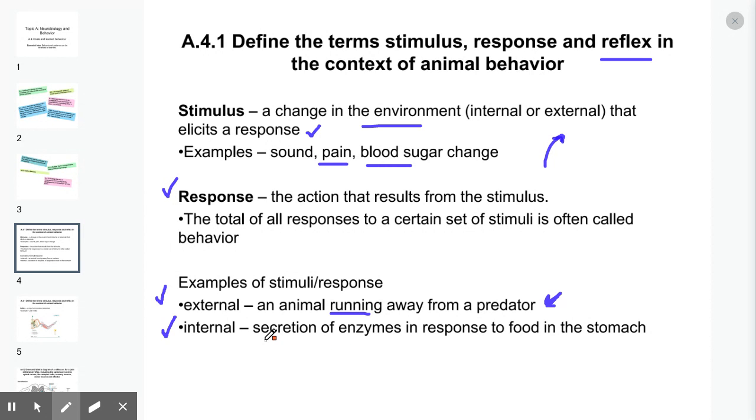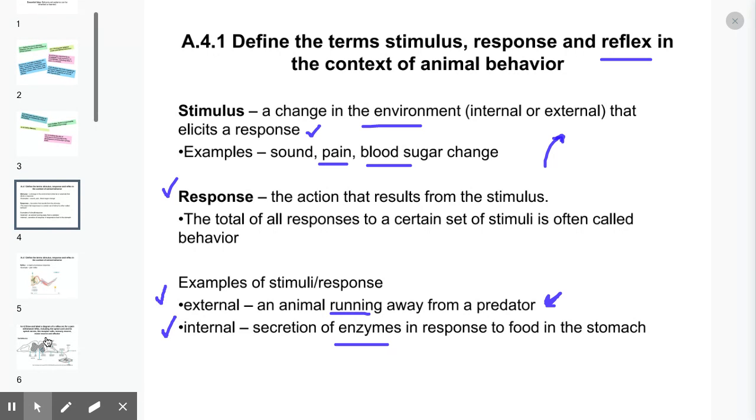And then internal, we talked about the blood sugar levels. Here's one about digestion. So food in your stomach is the stimulus. The response would be the release of enzymes. We're also going to look at the Pavlov dog experiment, where the stimulus was a bell associated with food, and it was a bell that caused the dog to salivate. So that's going to be something we look at later on.